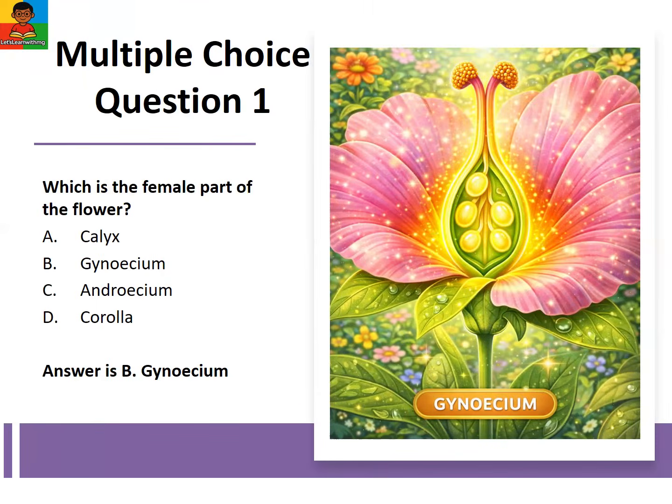Question 1. Which is the female part of the flower? Option A, calyx. Option B, gynoecium. Option C, androecium. Option D, corolla. The correct answer is option B, gynoecium.